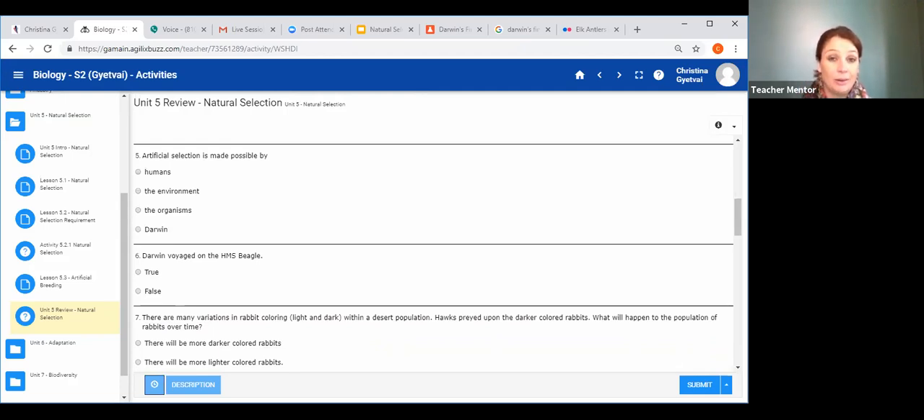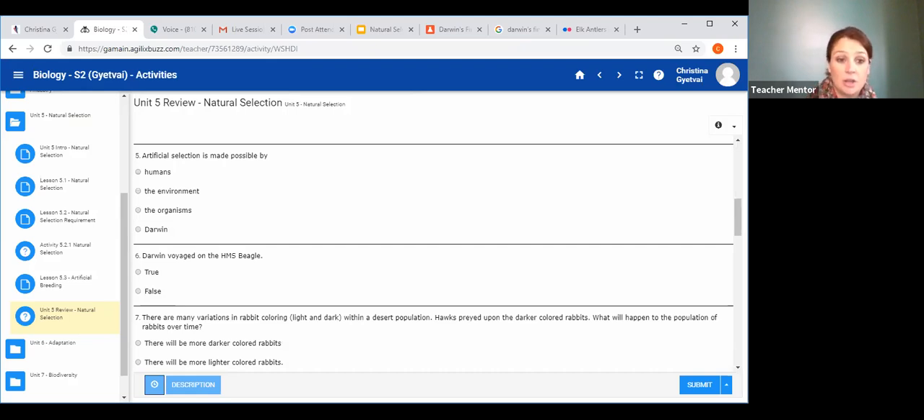Well, we can kind of rule out Darwin. Darwin studied natural selection, but I don't think he did anything with artificial selection. He was just there making notes of all his observations and getting some examples. So the artificial selection is made possible by humans. Again, trying to please the demands of the human population, whether it be dogs that have hair instead of fur, or crops that will produce more yield in order to feed all of the population. So artificial selection is made possible by humans.